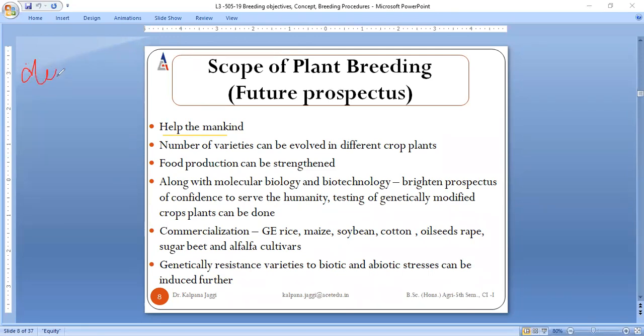Because we want a number of desirable features, and it is not like every plant is fulfilled with all the desirable features. In a certain plant, there may be certain criteria which are to be improved, and in another plant, there may be other criteria which are to be improved. That means a number of varieties can be evolved in different crop plants. When we modify these varieties, different varieties will be evolved. Obviously, because the varieties have good characteristics, it is also going to increase food production.